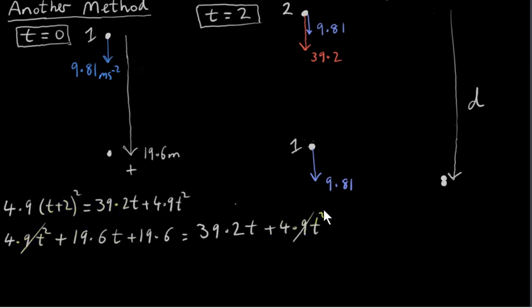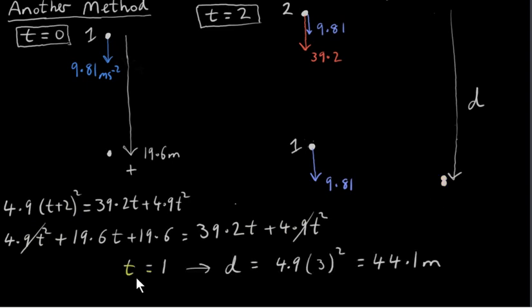Solving this, we see that the quadratic terms disappear, so we're only going to get one solution, which actually makes sense because the particles only collide at one particular time. As before, we get t equals 1, and we plug that value of t into either of these. I plugged it into this expression here. So as before, we get 44.1 meters.